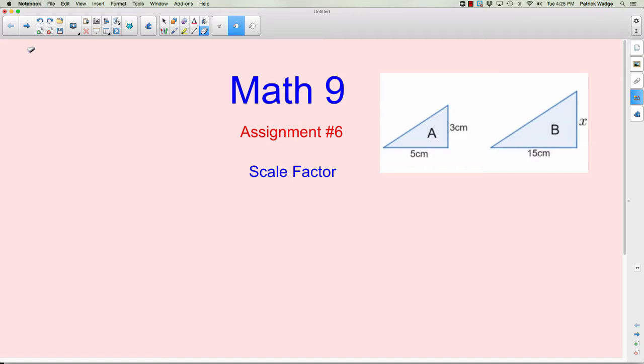All right, here we go. Assignment number 6 is going to be on scale factors. So we've kind of been doing this already. We just haven't named it scale factor. Today we're going to actually name it. What does this look like right here? When you see this, you probably think we're doing some kind of similar triangles question. And scale factor is definitely related to similar triangles, similar polygons, all that kind of stuff.